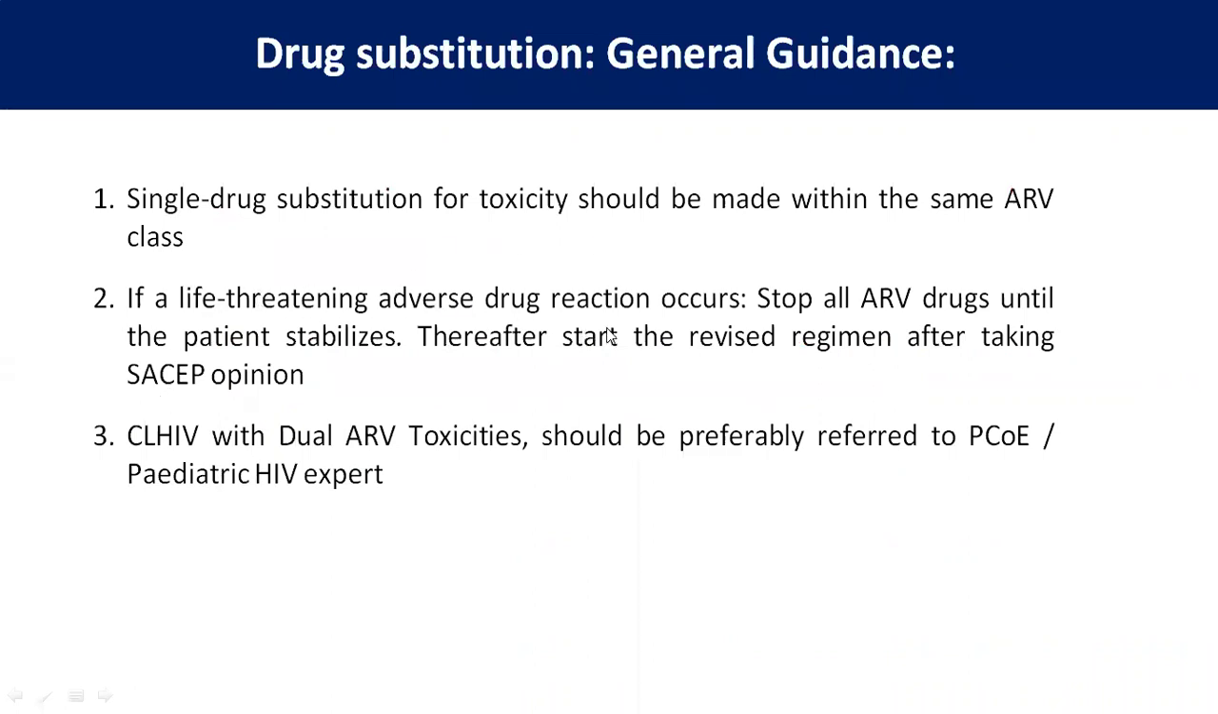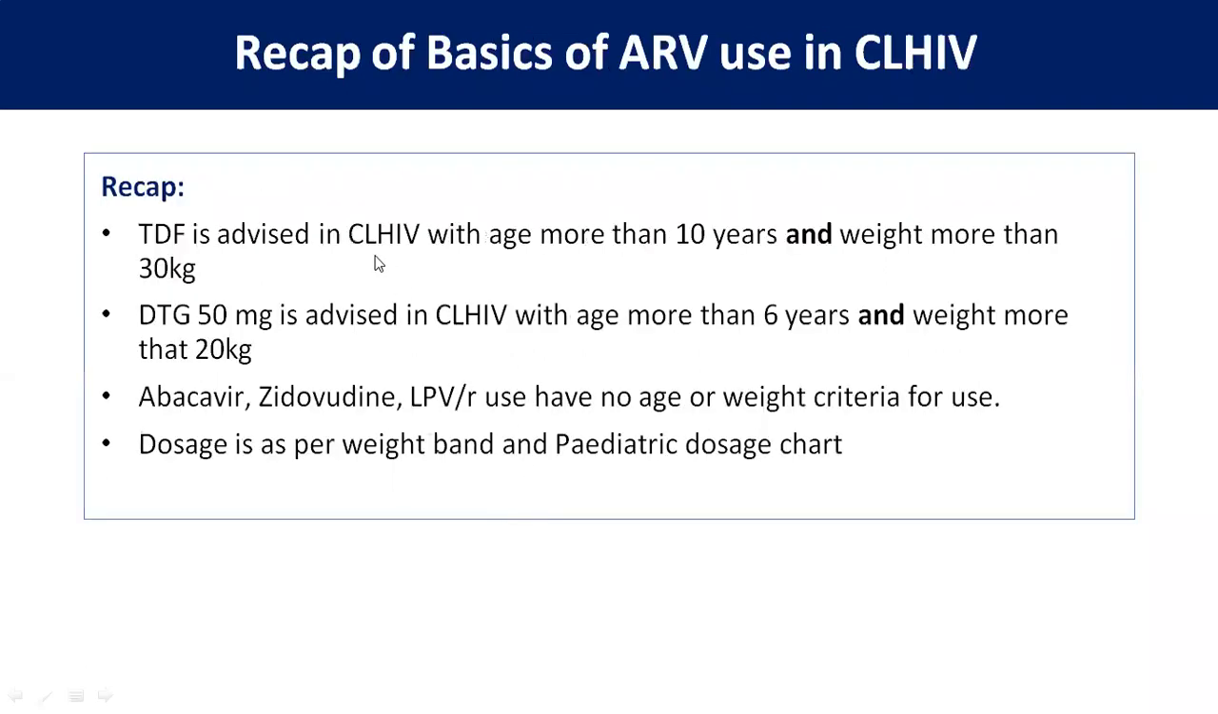If a life-threatening adverse drug reaction occurs, stop all ARV drugs until the patient stabilizes. Thereafter, start the revised regimen after taking the opinion of the SACEP. So for any more severe or life-threatening reaction, you refer the patient to the SACEP or pCoE or CoE, whatever. Children with dual ARV toxicity should preferably be referred to pCoE. Suppose there is skin rash with hypersensitivity or hepatotoxicity, you always refer the patient to the pCoE.